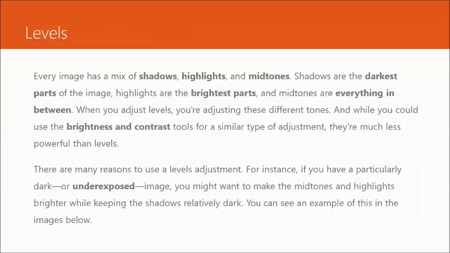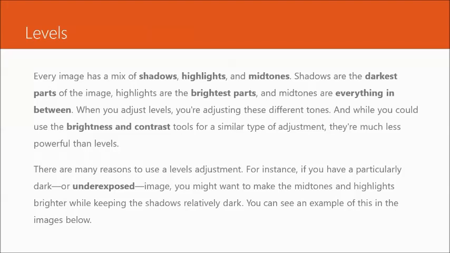For the levels, every image is a mix of shadows, highlights, and midtones. Shadows are the darkest part of the image. Highlights are the brightest parts. And midtones are everything in between. So when you adjust levels, you're adjusting these different tones. And while you could use the brightness and contrast tools for a similar type of adjustment, they're much less powerful than levels. There are many reasons to use the levels adjustment.